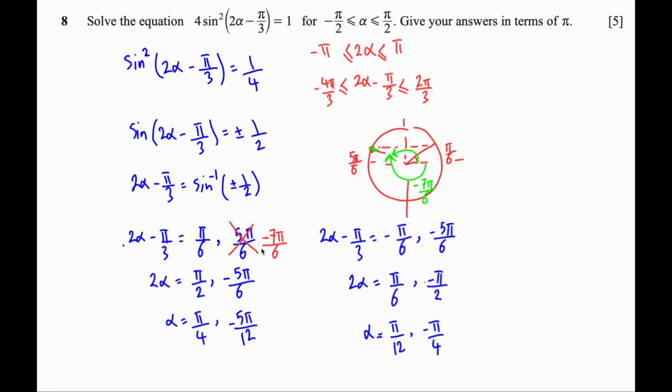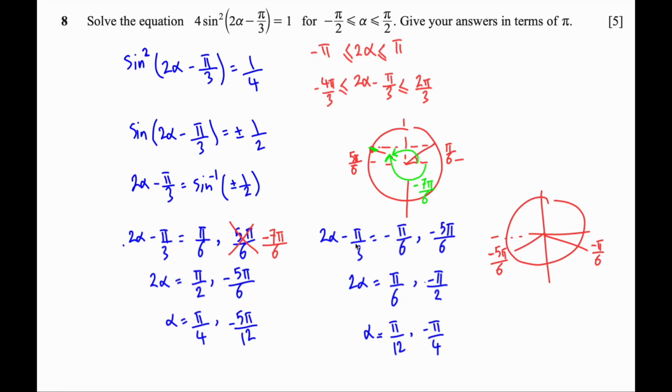So this is exactly why I said at the beginning, before you start solving, you better change your domain, because this way you won't miss any answer. For the negative side, we do the same thing. If I draw the unit circle again, I got negative pi over 6. I also got negative 5 pi over 6, and I don't have any issue with either of them because they are within the domain which is defined here.